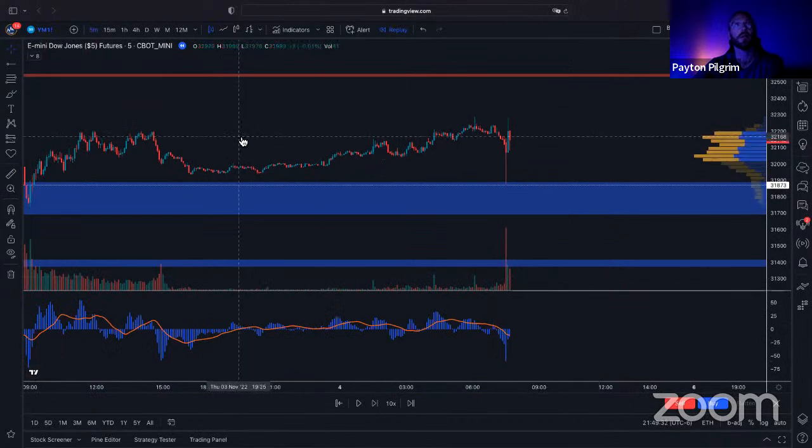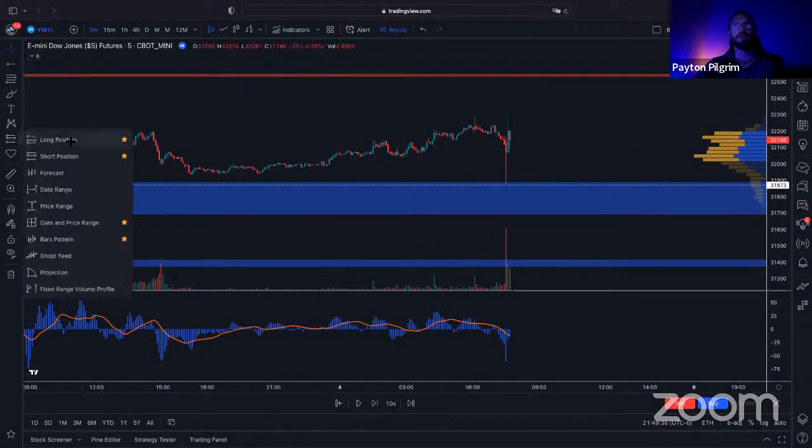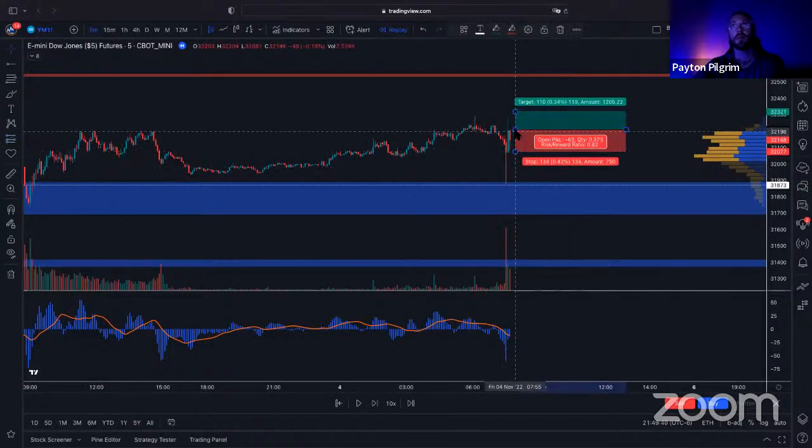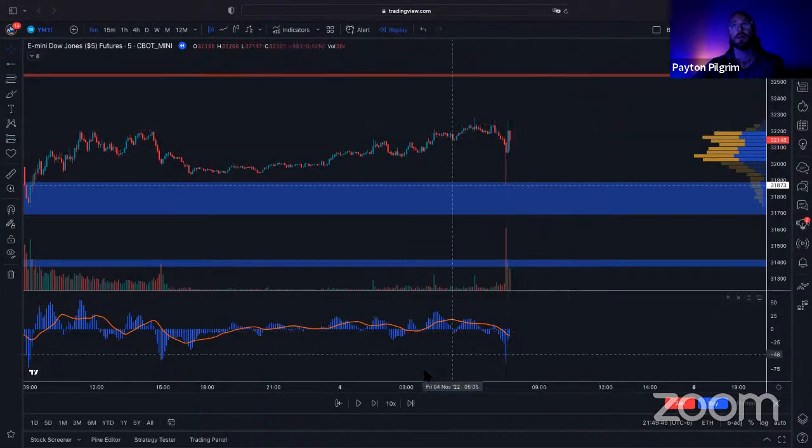Yep. And then using one of these. Sorry, the dog's going crazy. Using one of these candles as my stop. Right. So let's just see what happens.